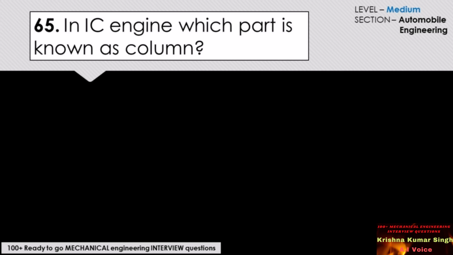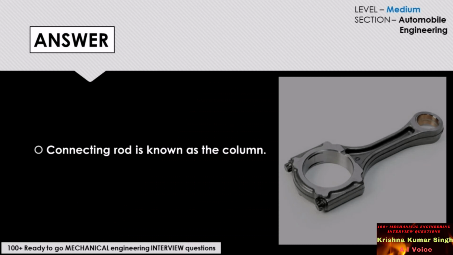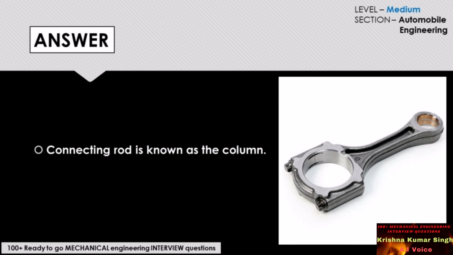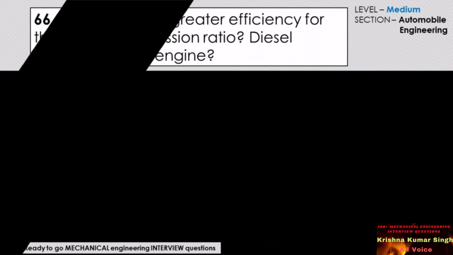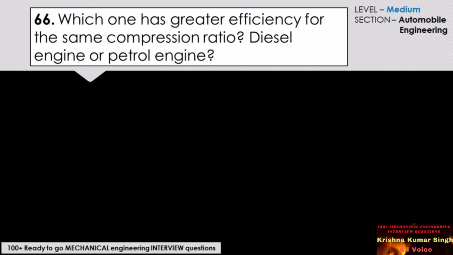In IC engine, which part is known as column? In internal combustion engines, the connecting rod is known as the column. Which one has greater efficiency for the same compression ratio? Diesel engine or petrol engine?